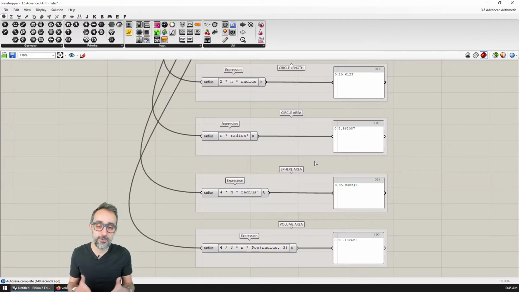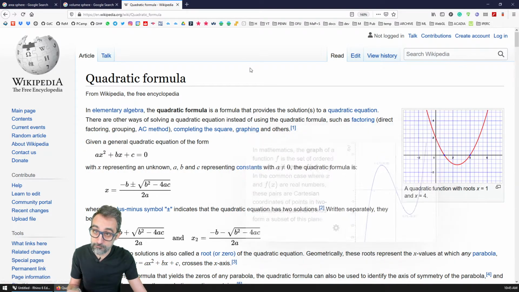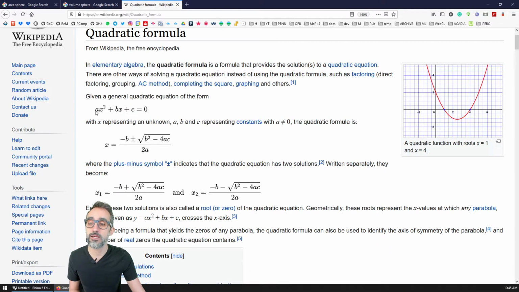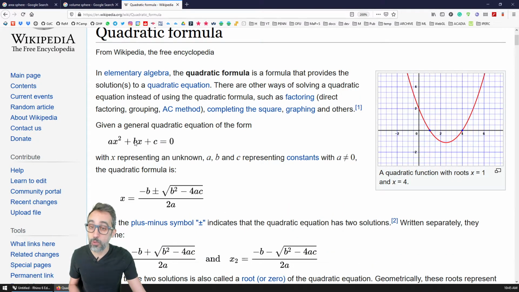But what if we actually want to calculate a really, really more complicated operation? So are you familiar with the quadratic formula? If you haven't, the quadratic formula is basically a way of solving an equation that has this expression. The expression being a polynomial with a variable x, right? And then three constants, a, b, and c.